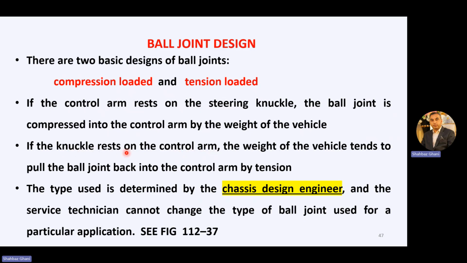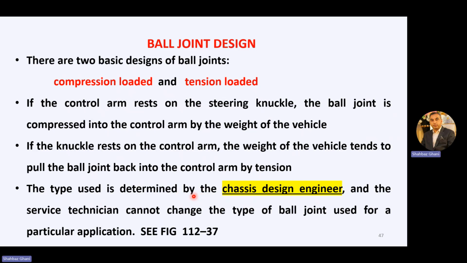If the knuckle rests on the control arm, the weight of the vehicle tends to pull the ball joint back into the control arm by tension. In the first case, we have the compression. In the second case, we have tension. So the type used is determined by the chassis design engineer.